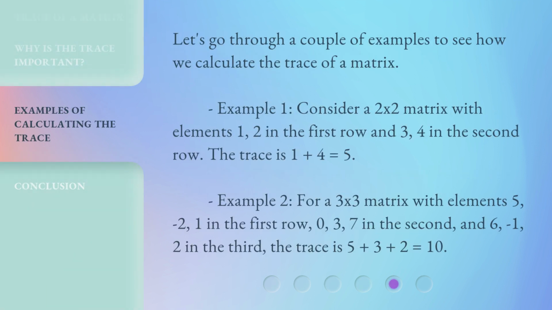Let's go through a couple of examples to see how we calculate the trace of a matrix. Example 1. Consider a 2 by 2 matrix with elements 1, 2 in the first row and 3, 4 in the second row. The trace is 1 plus 4 equals 5. Example 2. For a 3 by 3 matrix with elements 5, minus 2, 1 in the first row, 0, 3, 7 in the second, and 6, minus 1, 2 in the third. The trace is 5 plus 3 plus 2 equals 10.